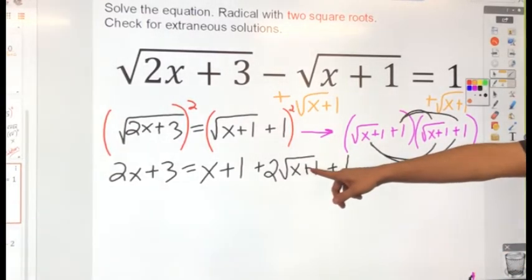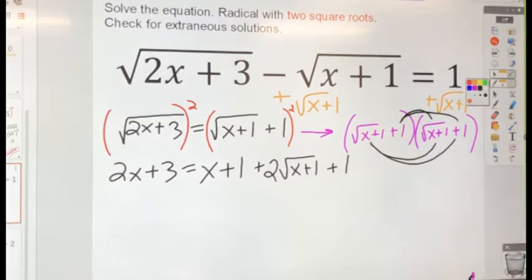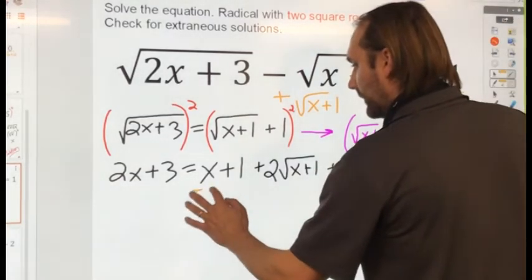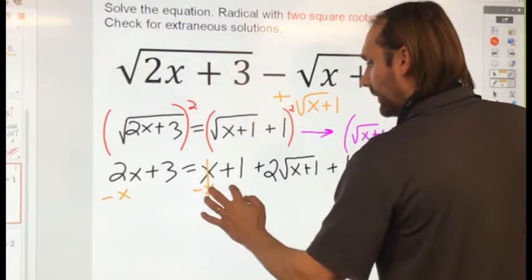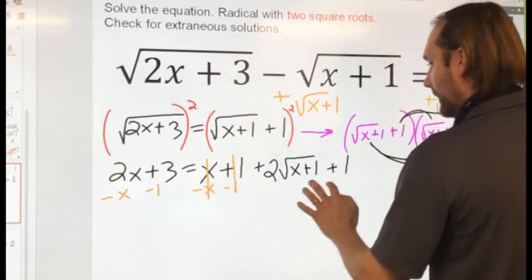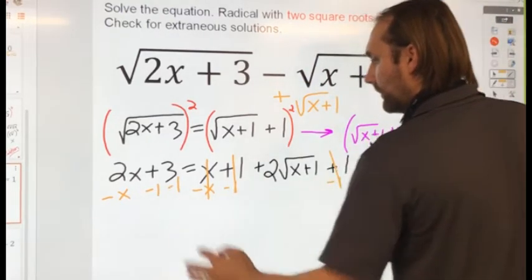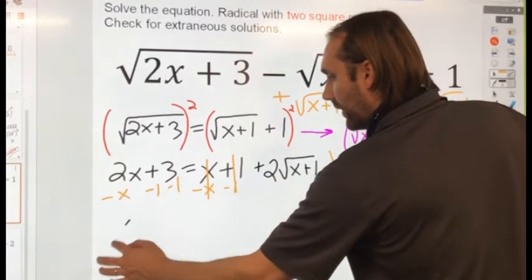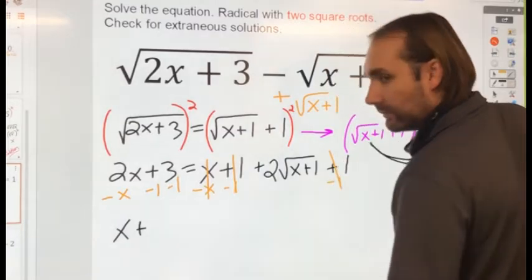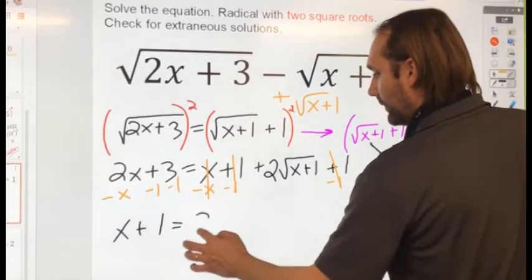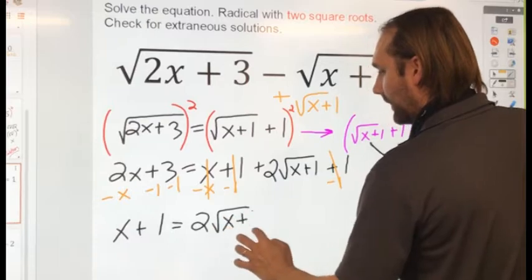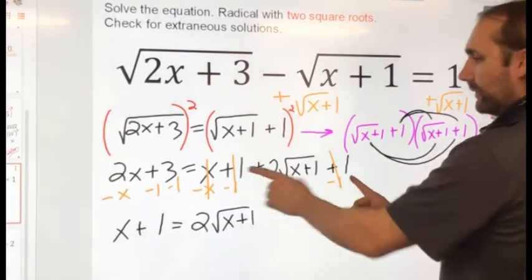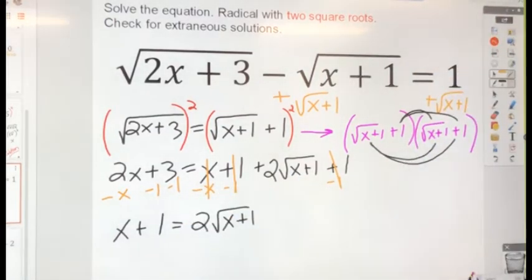Now, I still have another radical, so I need to isolate it, right? So let me move everything over. Subtract an x on both sides. I'm going to subtract a 1 here, and then another 1. That's going to give me x plus 1 equals 2 square roots of x plus 1, because if I add these together, I get 2, and I'm subtracting 2. So I moved over 2 negative 1s. That gets me here.